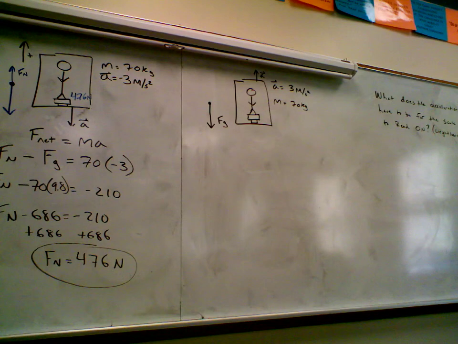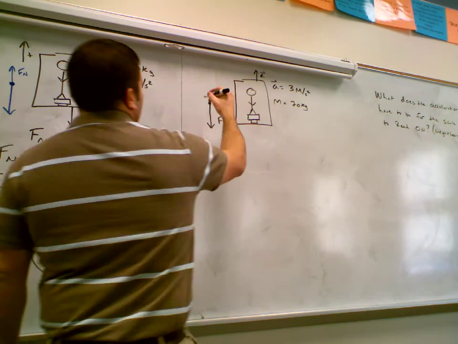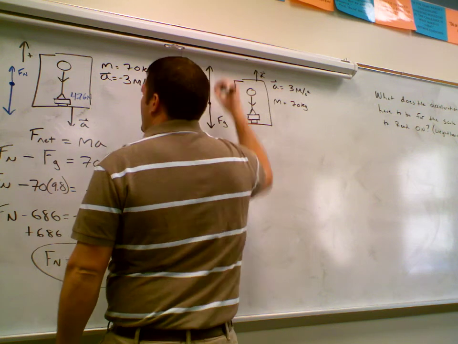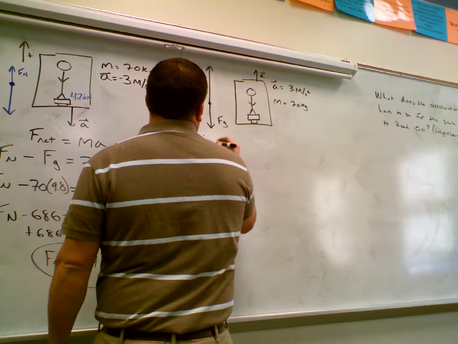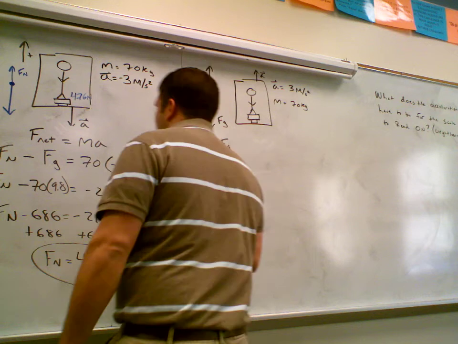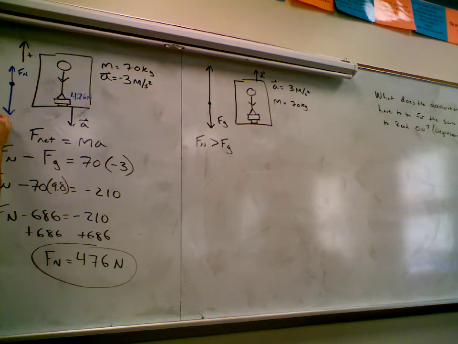Now, Kyle and Michael both suggest that the scale is going to read more. Same with Caleb. Right? The scale is going to read more. So the scale reads more, then what happens to my normal force? It's all the way up. Okay, it should be more. So in this case, Fn is greater than force gravity. I forgot to write it over here. In this one, Fn was less than Fg.